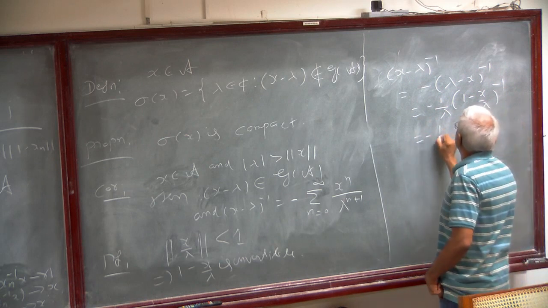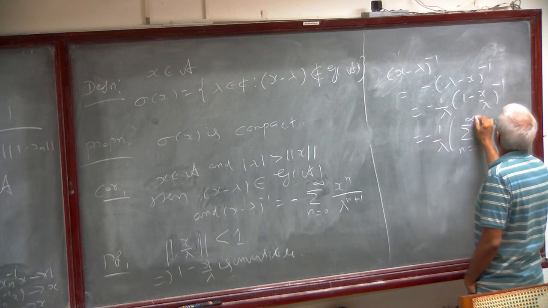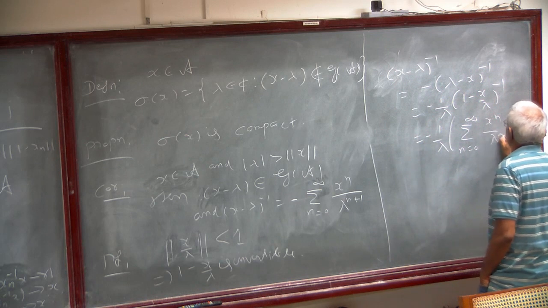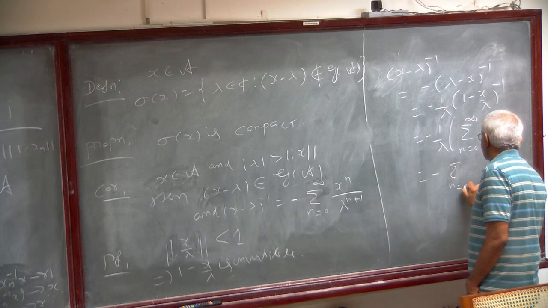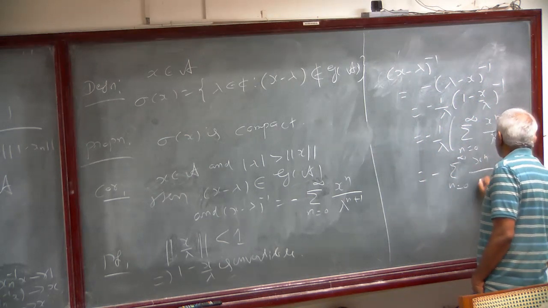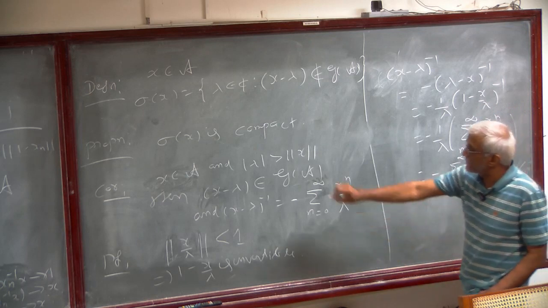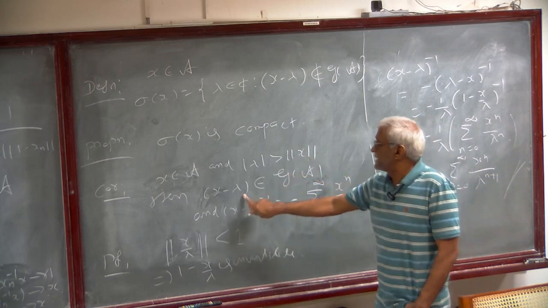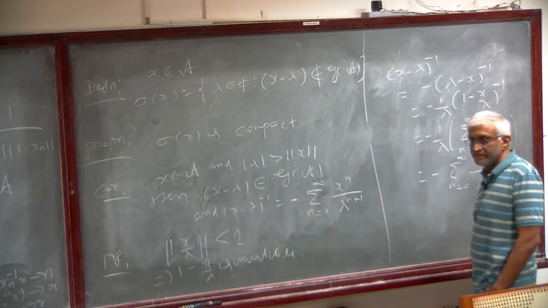Now this is equal to minus 1 by lambda into summation n equal to 0 to infinity x power n by lambda power n. So when mod lambda is greater than norm x, x minus lambda is invertible, and the inverse is given by this.